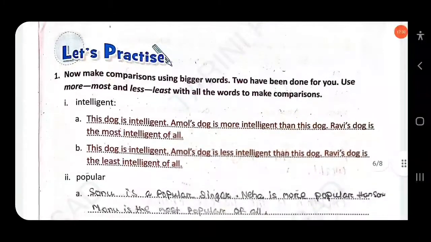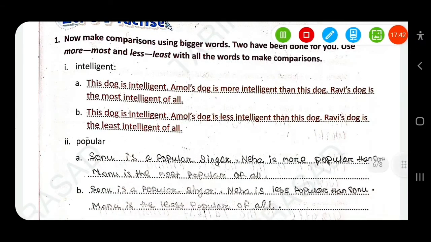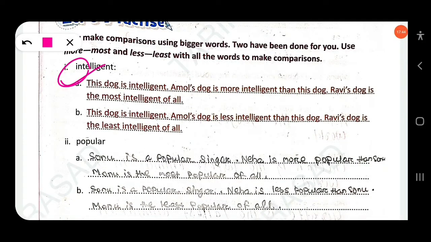Then next here, now make comparisons using bigger words. Two have been done for you. Use more, most and less, least with all the words to make comparisons. So here the first one is already given, intelligent. This dog is intelligent. Amal's dog is more intelligent. Ravi's dog is the most intelligent. Then, this dog is intelligent.